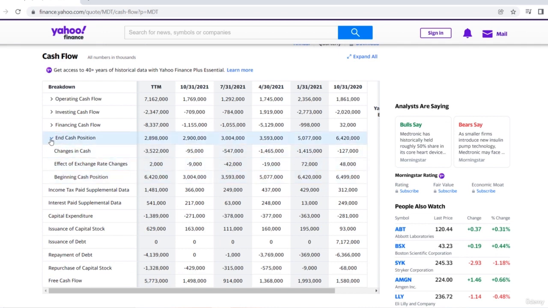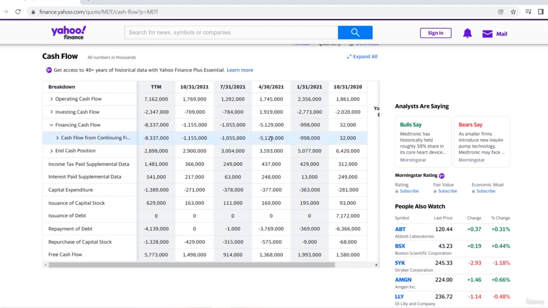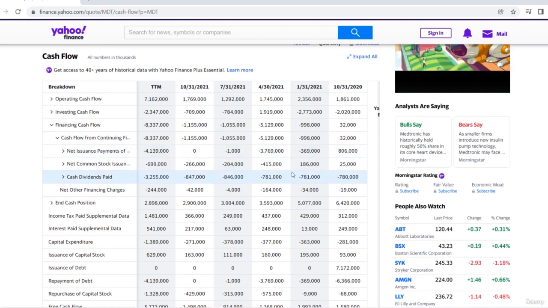I clicked the wrong thing, excuse me. I'm going to go under financing here. See that 5.19 or 5.129? Let's investigate that a little bit further. And net issuance of payments, that's really where the bulk of that's happening. You can see cash dividends paid is pretty solid. This is being paid out of cash, being paid out of net income.